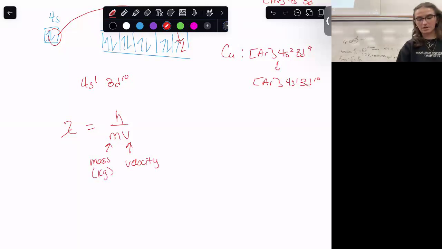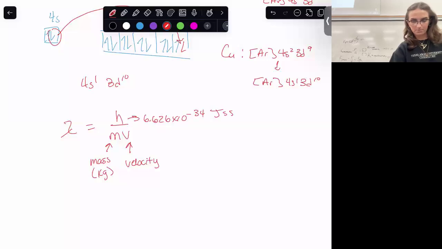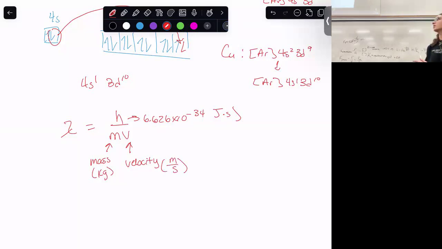H is still the 6.626 times 10 to the negative 34, but it's in joules times seconds. So that's why your mass has to be in kilograms, because joules is defined by kilograms. And velocity is in meters over second. So if you see a question like that, just make sure all of your units are correct before you solve it.